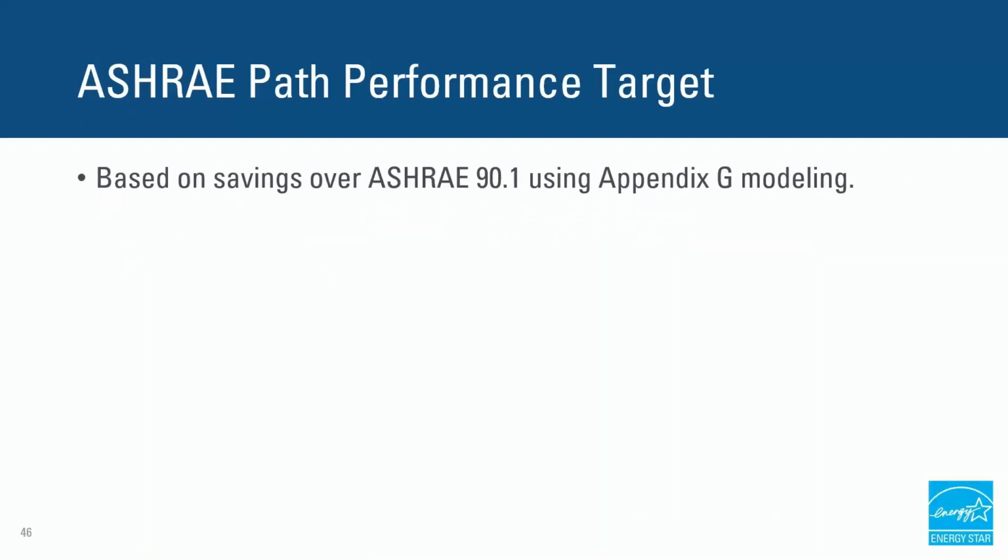So the ASHRAE path is based on whole building modeling using Appendix G from ASHRAE 90.1. ASHRAE 90.1 can be used to meet the commercial chapter of the IECC, where the year of the relevant ASHRAE is about 2 years before the IECC year.